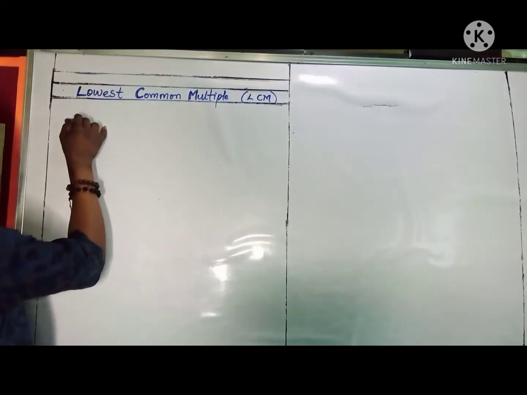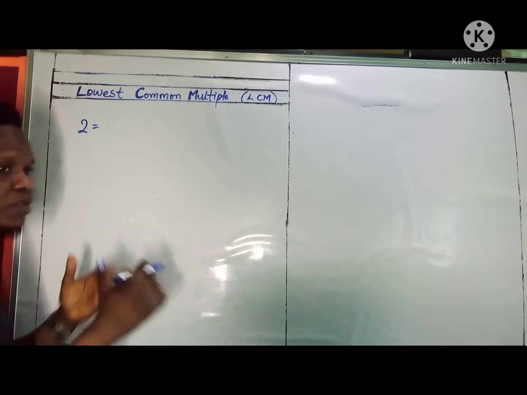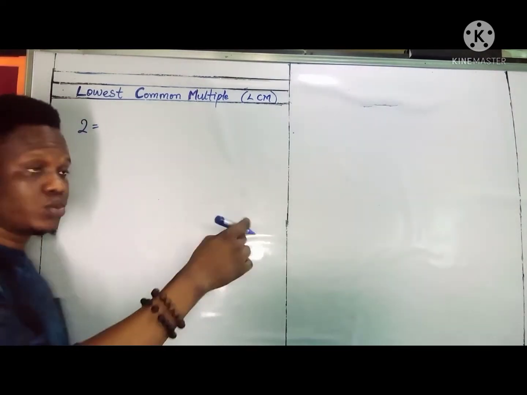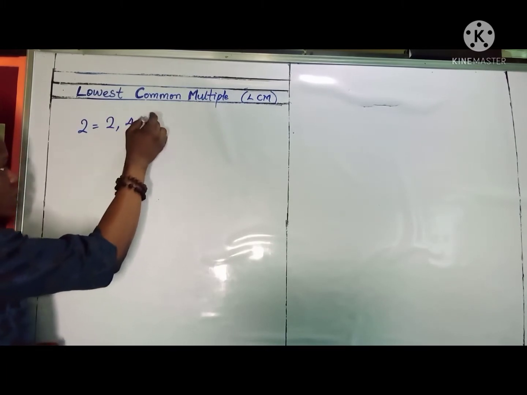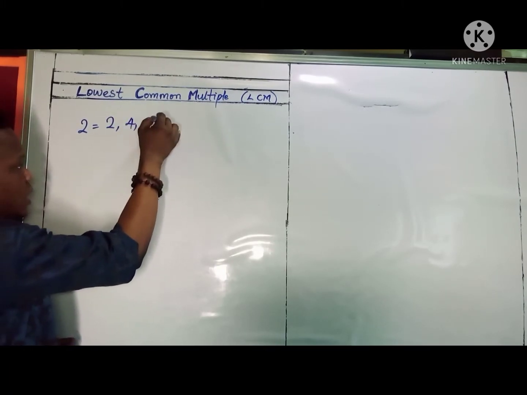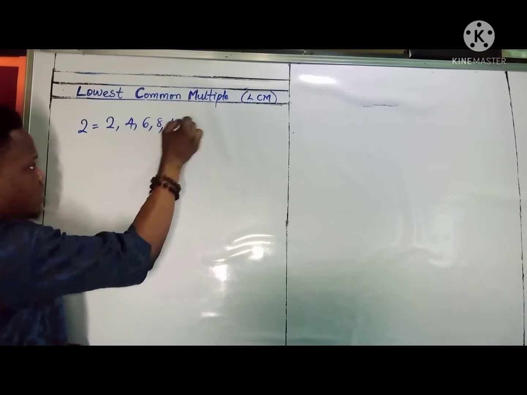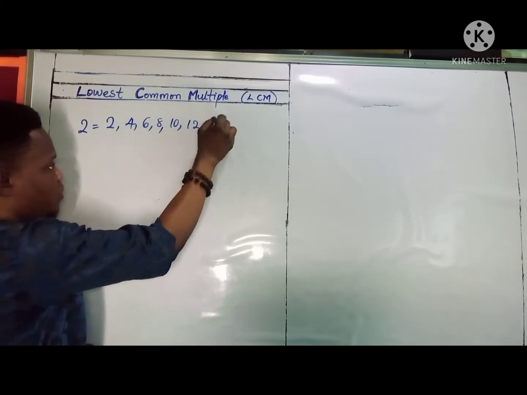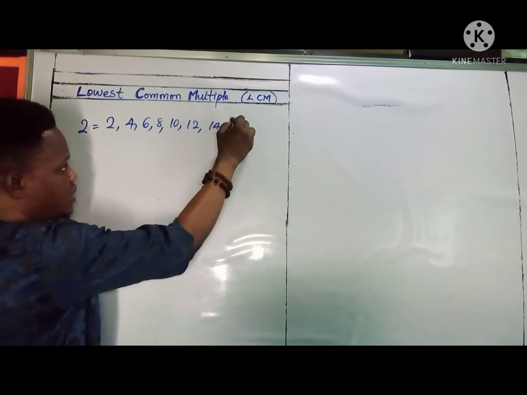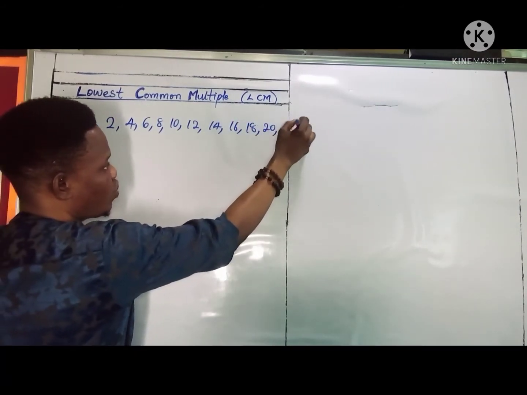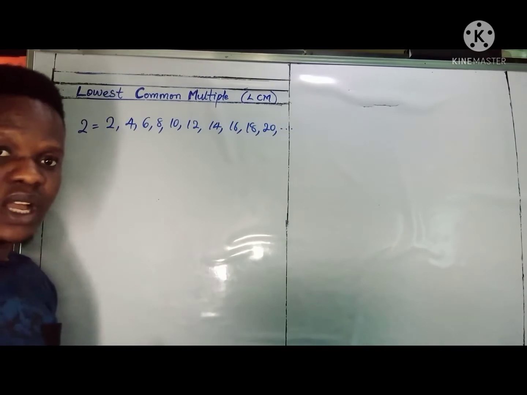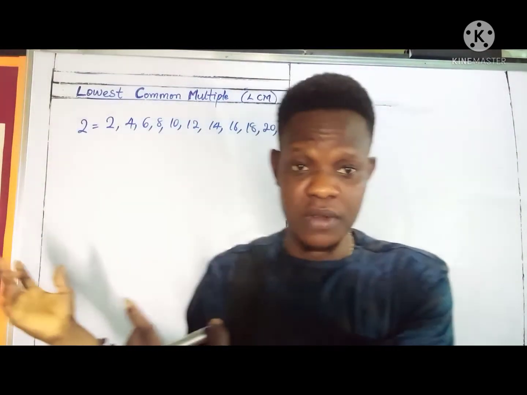If you want to find the multiples of 2, it simply means you keep counting in 2's. So that is 2 plus 2, 4, 6, 8, 10, 12, 14, 16, 18, 20, and so on. All right, so these are multiples of 2.